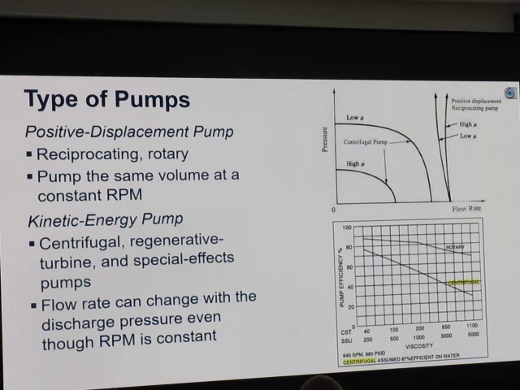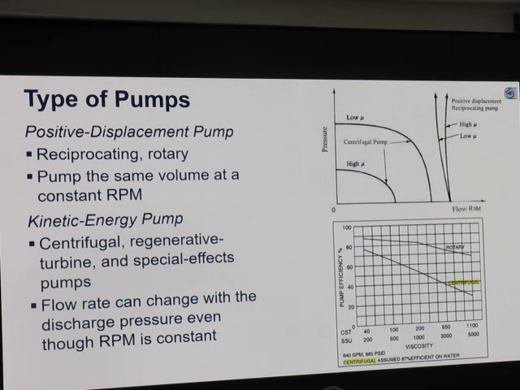Viscosity matters. If we put viscous fluid in a centrifugal pump, it doesn't pump as quickly. What happens? The pump curve shifts. We can produce less flow rate. If you want a pump that's not quite sensitive to the pressure drop or to the viscosity, use a positive displacement pump, PD type. Any PD type, like a gear pump, lobe pump, or vane pump, those are PD types.